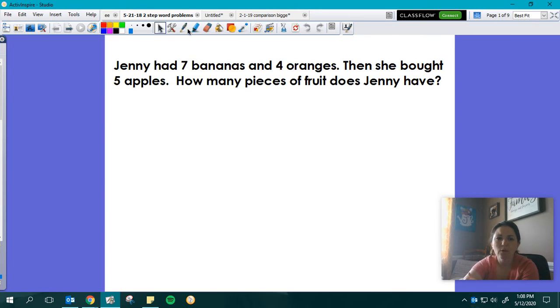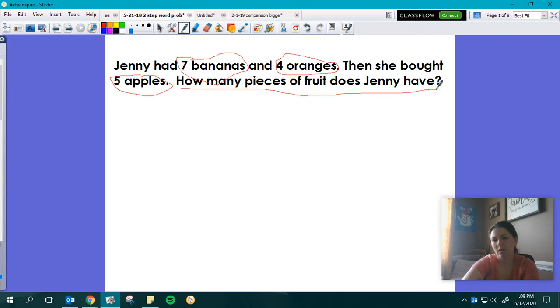So when I solve this one, I'm going to circle what I know, just like we always do. So Jenny had 7 bananas and 4 oranges. Then she bought 5 apples. And I'm looking for how many pieces of fruit does Jenny have now? I'm going to go one sentence at a time just to make sure I get all the information correct. So Jenny had 7 bananas and 4 oranges. So I know she had 7 and 4.